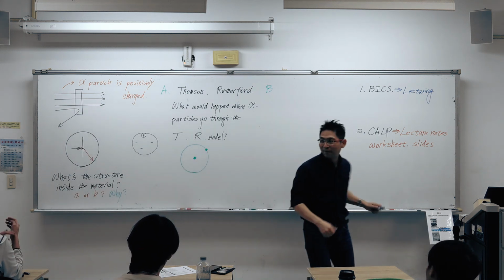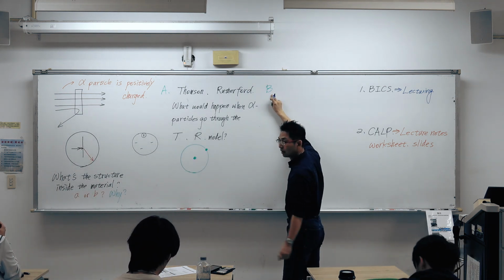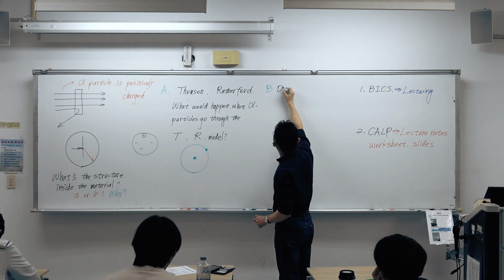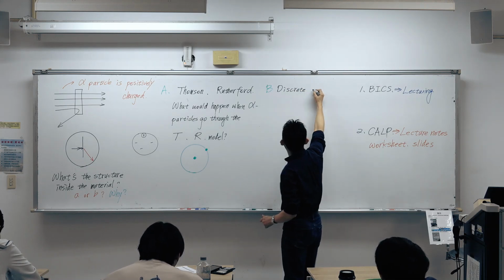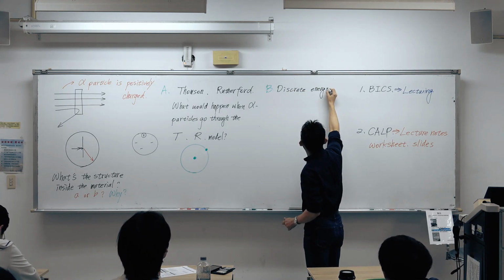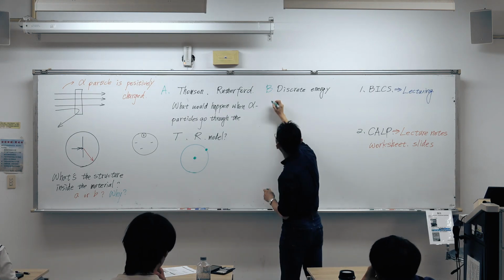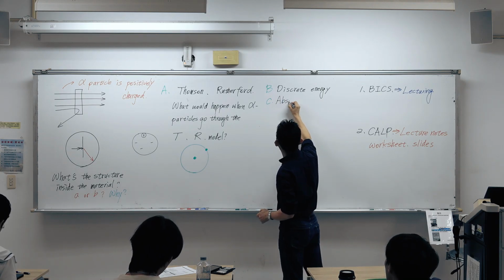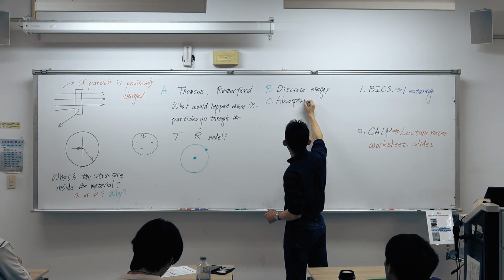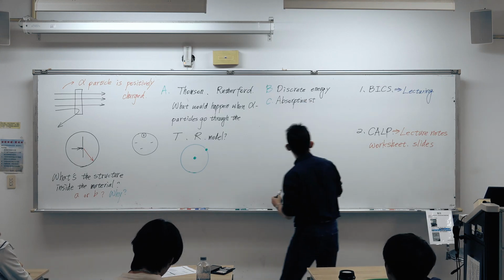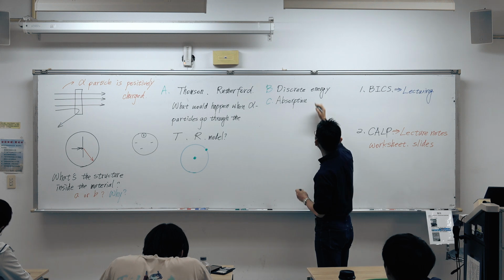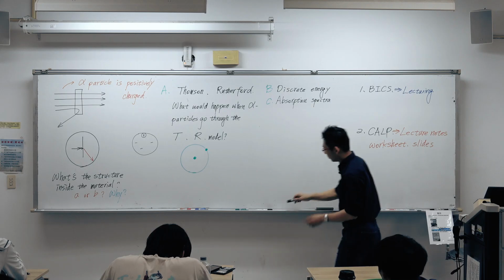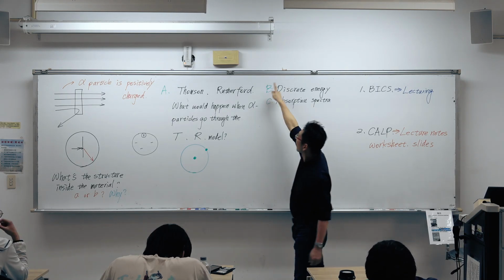B is Model. Part B. Alright. Discrete energy. And C is the Absorption spectrum. Spectral. Okay. So there should be a very strong connection between these two parts.